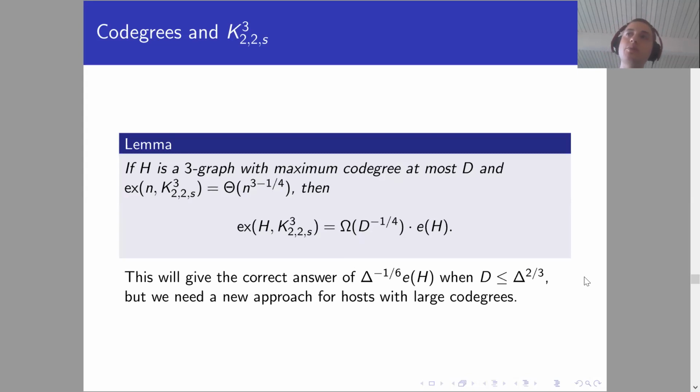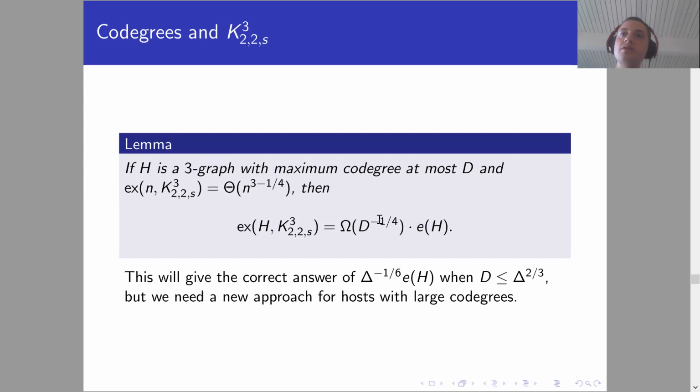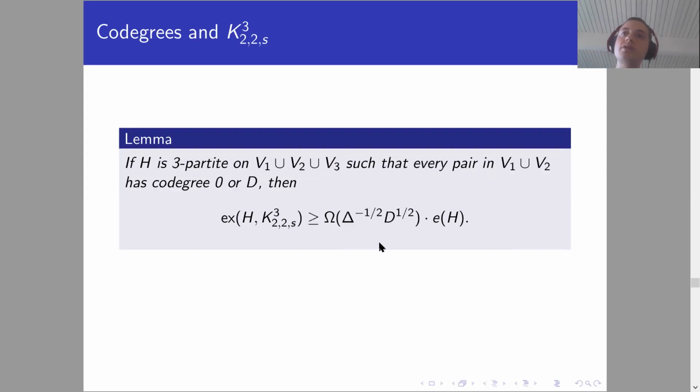But you need a new approach if our host has large codegrees. In particular, you want to somehow exploit the fact that we now have large codegrees to get a stronger bound. So one lemma you can prove in this direction is the following. If the enemy gives you a host which just so happens to be 3-partite, and further such that every pair in B1 and B2 has either codegree 0 or D, then you can prove a lower bound of this form. In particular, I'll note that here, the exponent in D is positive, which differs from here where it was negative. So here, large codegree means a worse bound. Here, it means a better bound. So here, we're really exploiting that we have large codegrees to get a larger bound.